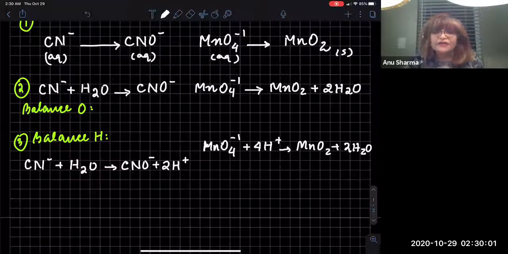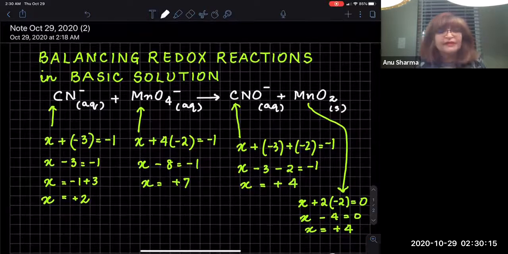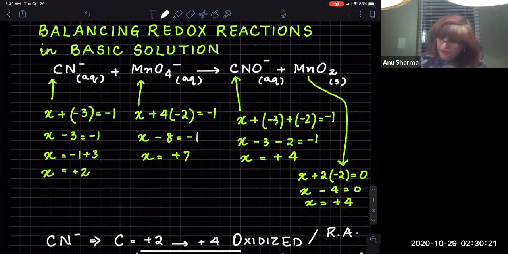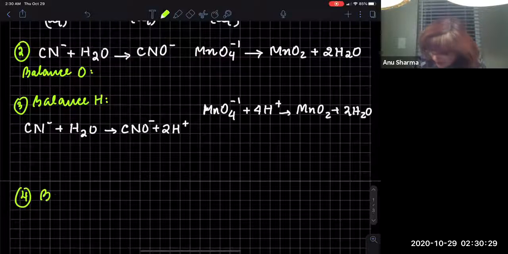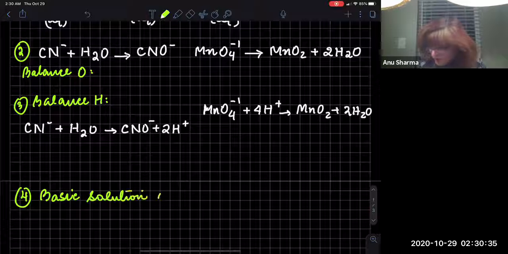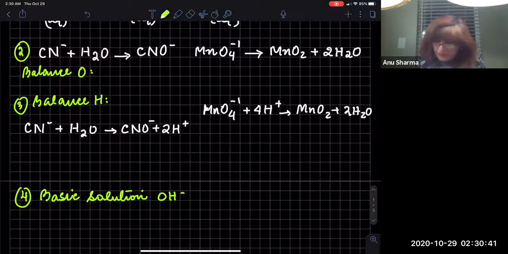So next thing is going to be balancing the charges. And before we do that, that's why it's important, that's why I did this. This is a basic solution. So when it's a basic solution, we will have to bring in the OH. So let's do that first. Because it's a basic solution, let's put it here, basic solution. Here, you're going to add the OH. So bring in the OH, okay?